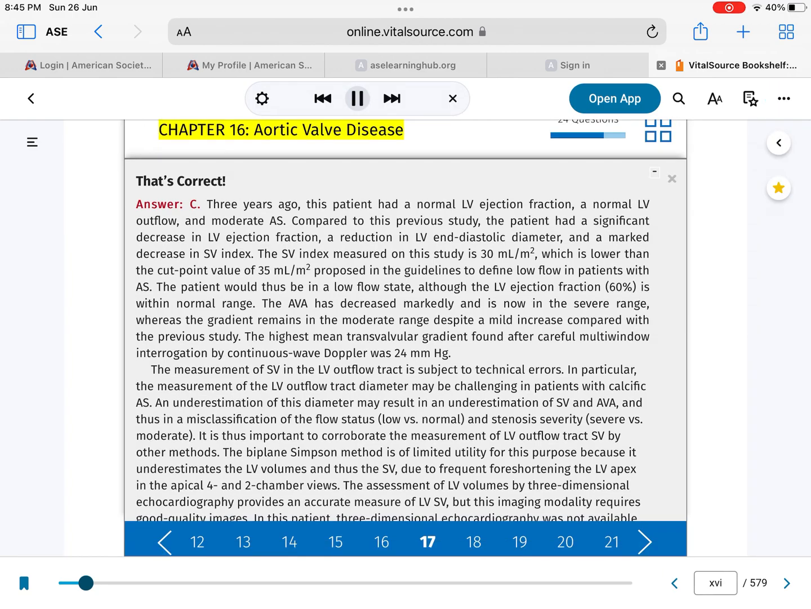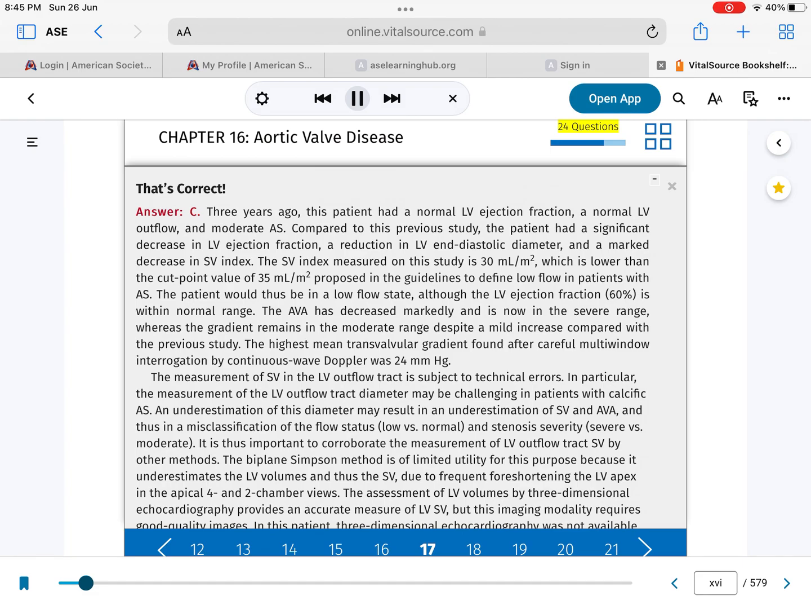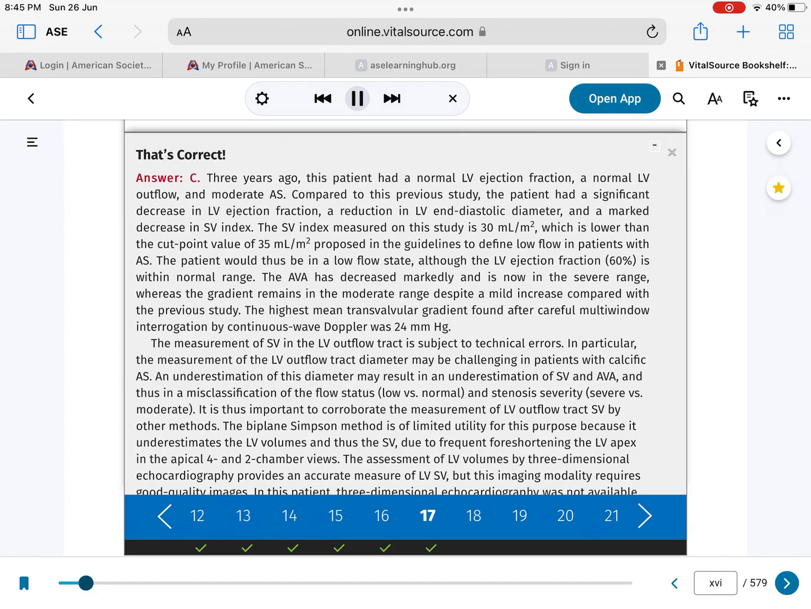Chapter 16. Aortic valve disease. 24 questions. Case 3. A 72-year-old woman with a history of hypertension undergoes routine clinical and echocardiographic follow-up. 3 years ago, Doppler echocardiogram showed a stroke volume SV of 71 milliliters, indexed stroke volume 44 ml/m2, an AVA of 1.20 square centimeters, indexed AVA of 0.75 cm2/m2, a mean gradient of 21 mm Hg, LV ejection fraction of 70%, and an LV end diastolic diameter of 47 mm.